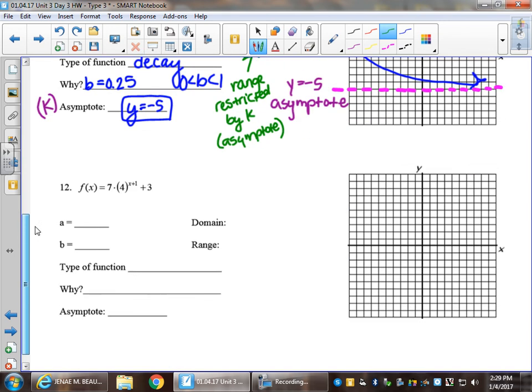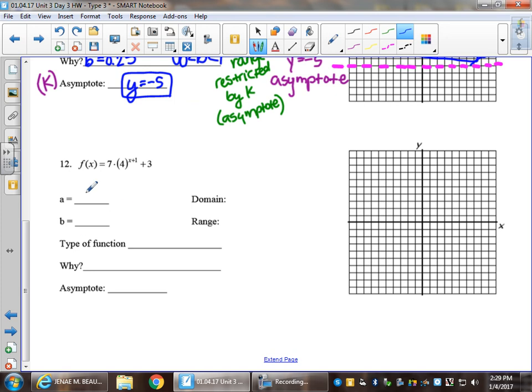Number 12. A is 7, B is 4. If I asked you for H and I asked you for K, what would you write? H is -1 and K is 3. I see a +1. I remember that it's x minus H. A negative is built in, so that means that a -1 was plugged in to make that positive.